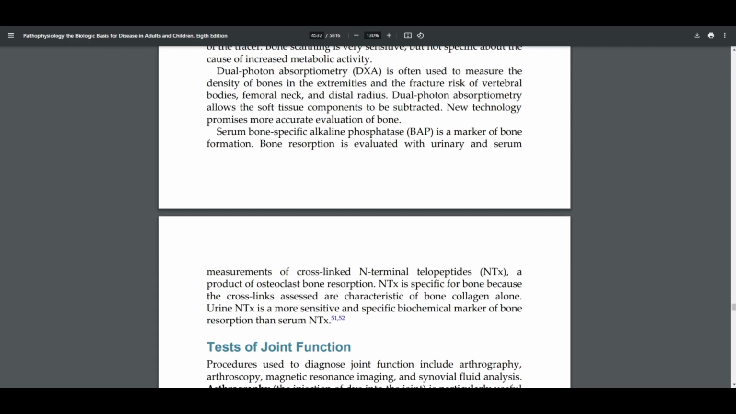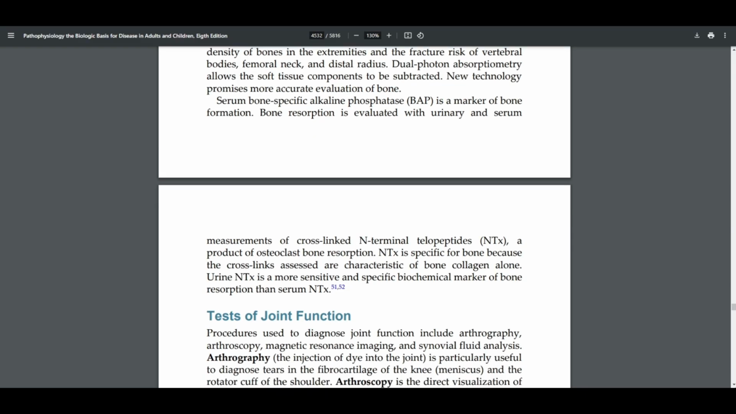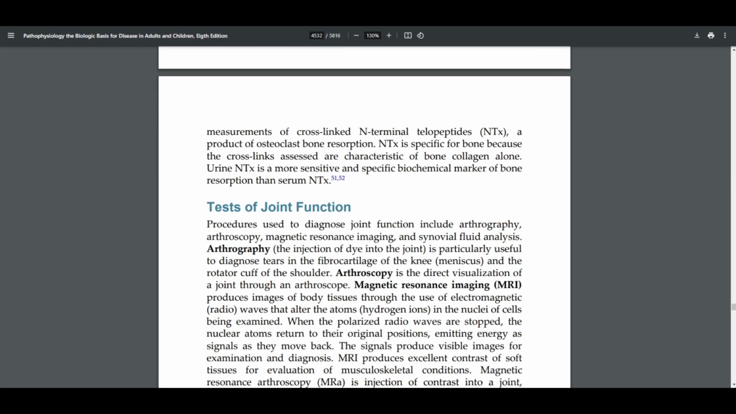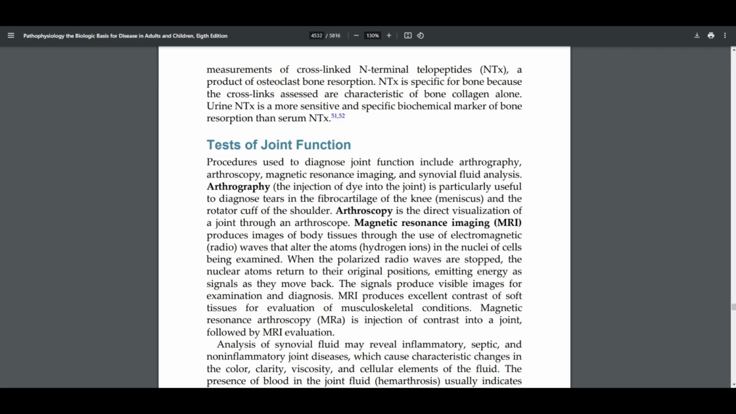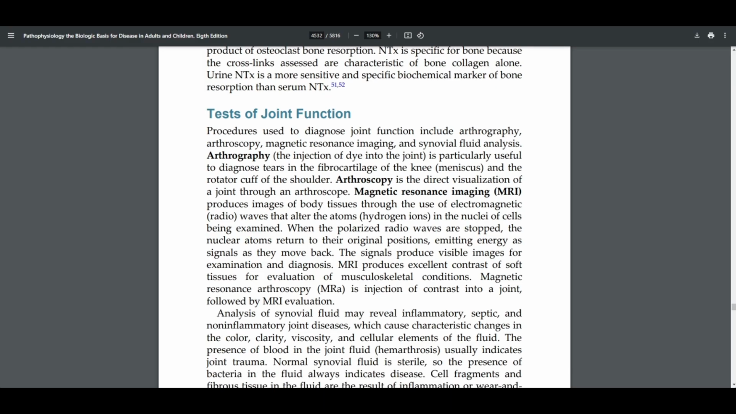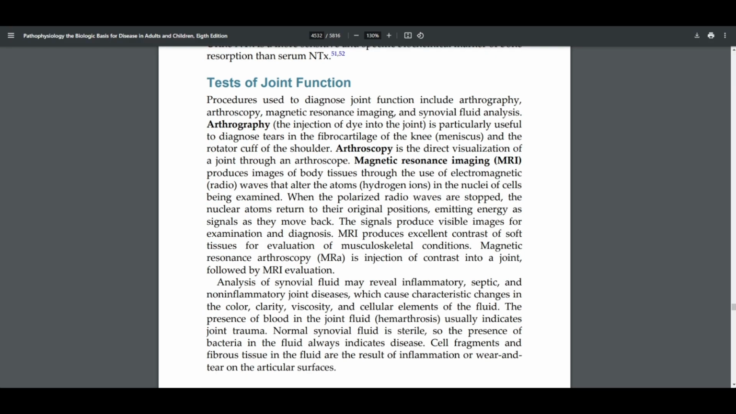Serum bone-specific alkaline phosphatase is a marker of bone formation. Bone resorption is evaluated with urinary and serum measurements of cross-linked N-terminal telopeptides, a product of osteoclast bone resorption. NTX is specific for bone because the crosslinks assessed are characteristic of bone collagen alone. Urine NTX is a more sensitive and specific biochemical marker of bone resorption than serum NTX.